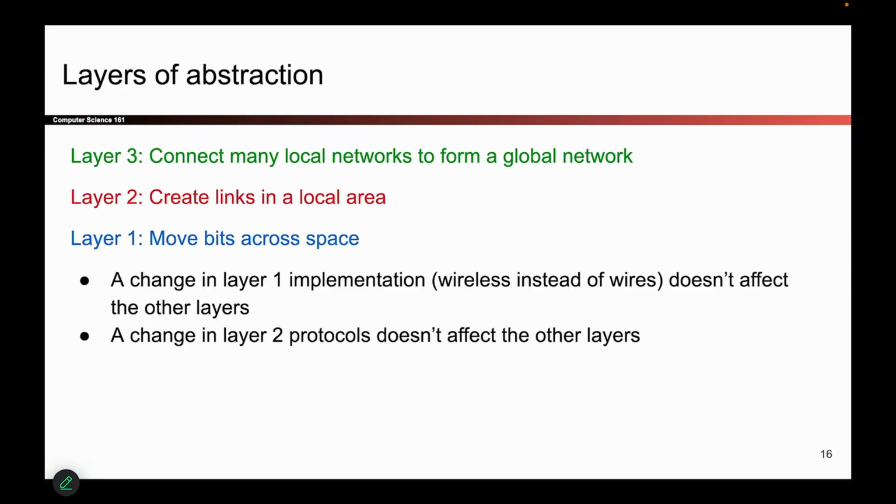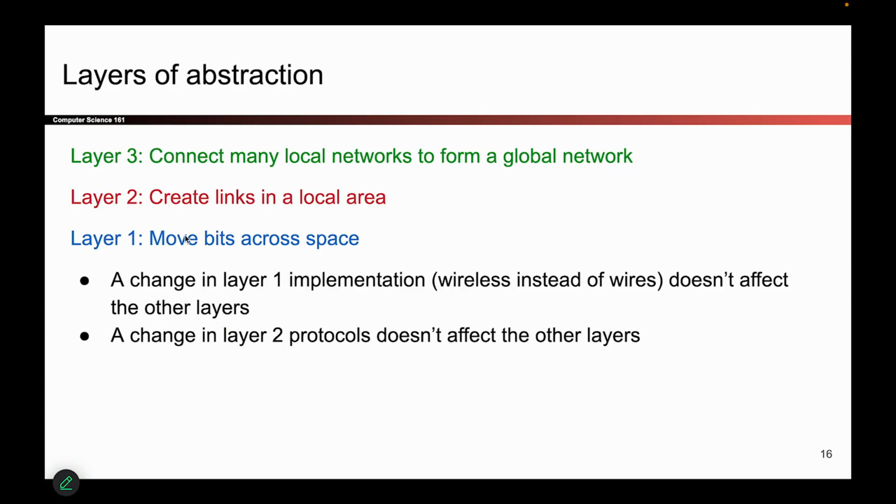So for example, if I have these 3 layers of abstraction, I have the first building block of moving bits, the second building block of creating links using the first layer, and then the top layer of connecting up local networks. I can change what I'm doing at layer 1. For example, I could take my wires and swap them with some wireless technology. And that doesn't really affect how the higher layers are working. The higher layers just rely on something that moves bits across space.